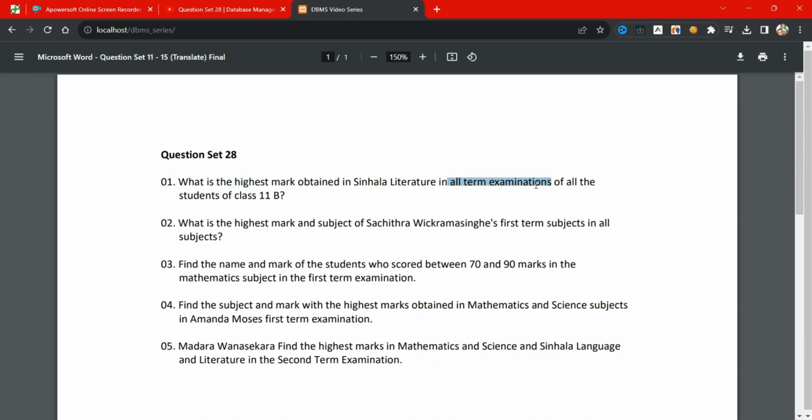That means we are taking first term and second term marks here in the database. So we need to find out the highest mark in the Sinhala literature subject in all term examinations. And after that they have told us that the highest mark should be from class 11B. So this is the first question. Let's type the query for the first question.